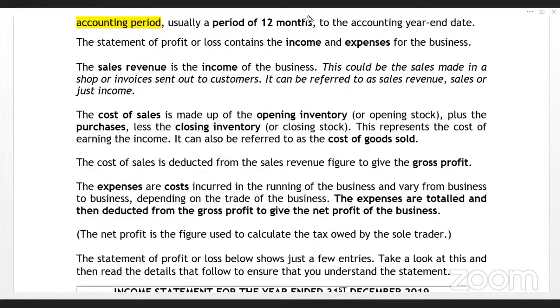So to get the cost of sales, how do we arrive at the cost of sales? Cost of sales is made up of the opening inventory. On that opening inventory, we have to add the purchases we have made during the period, and then we have to less the closing inventory.